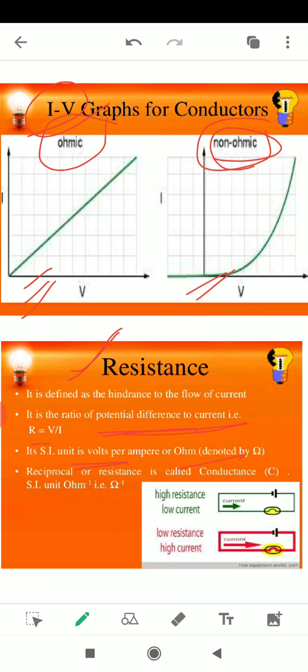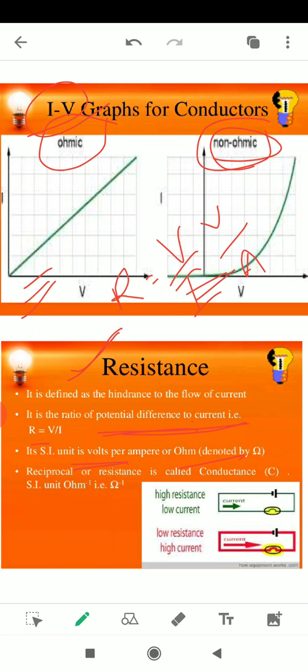Why volt per ampere? Because it is the ratio of potential difference to current. The unit of potential difference is volt and the unit of current is ampere. So the SI unit of resistance is volt per ampere, or simply we denote it by writing ohm or its symbol. The reciprocal of resistance is called conductance. I will not go into conductance now, because you will study it in class 12th.